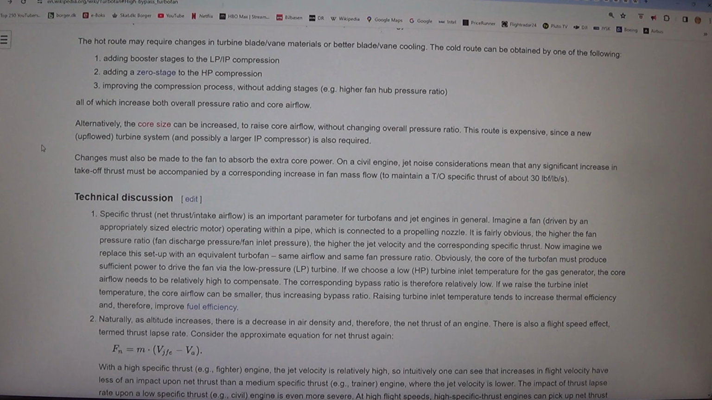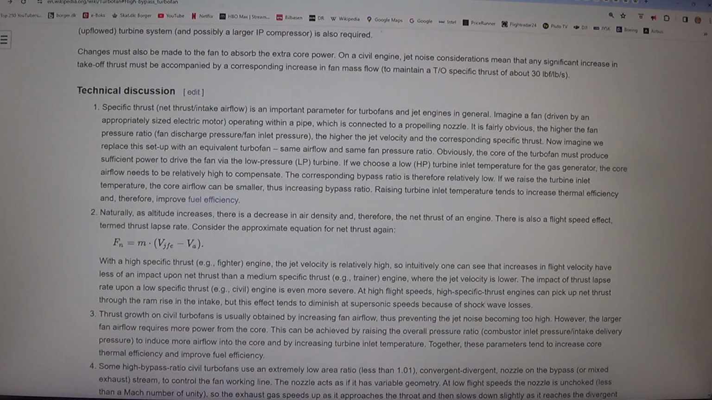This route is expensive, since a new, upflowed, turbine system, and possibly a larger IP compressor, is also required. Changes must also be made to the fan to absorb the extra core power. On a civil engine, jet noise considerations mean that any significant increase in takeoff thrust must be accompanied by a corresponding increase in fan mass flow, to maintain a T/O specific thrust of about 30 lbf/pound/s.